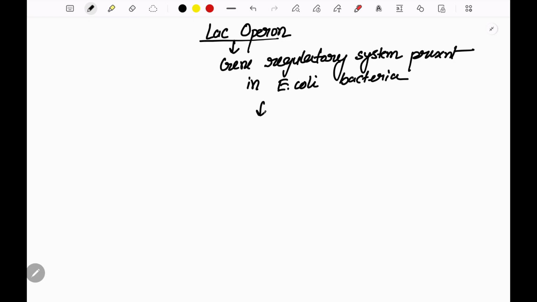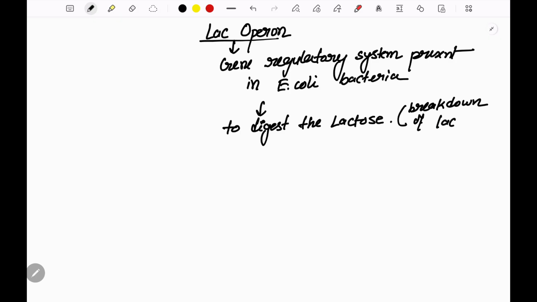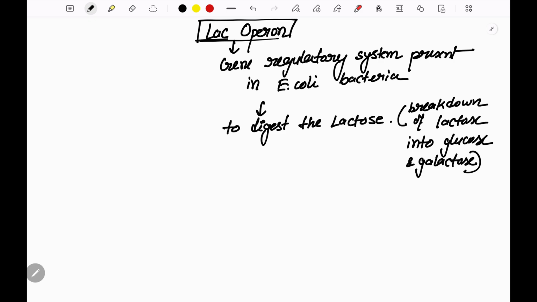For what purpose? To digest the lactose, mainly breakdown of lactose into glucose and galactose. So, why we need Lac Operon?